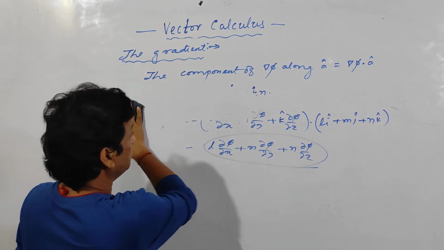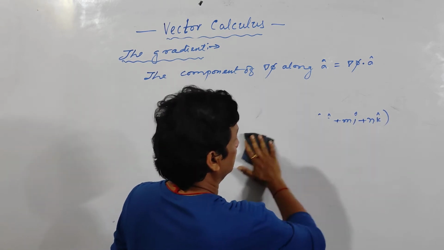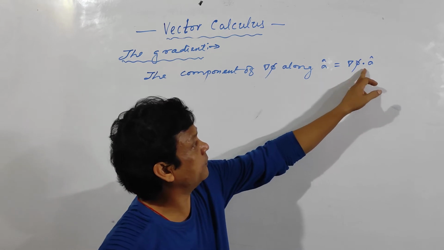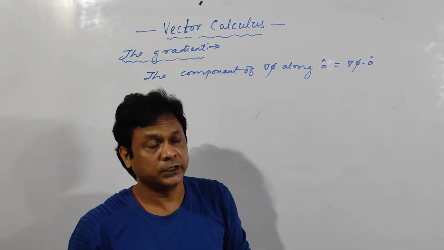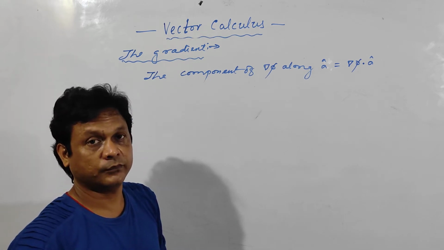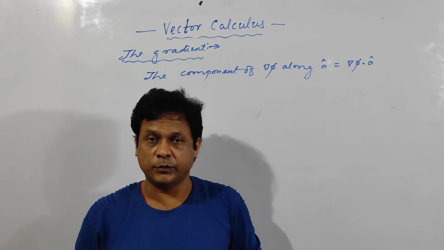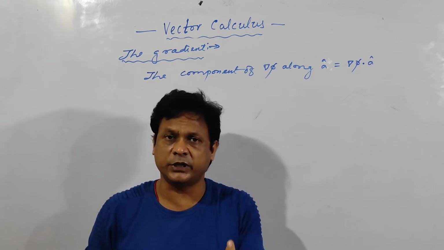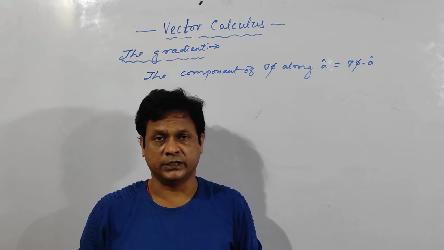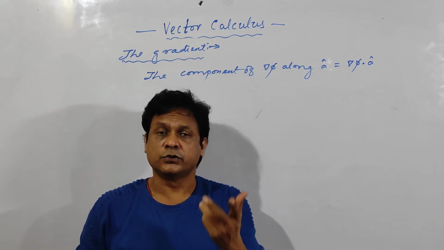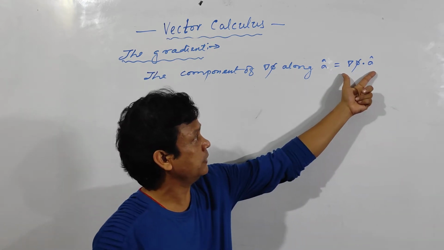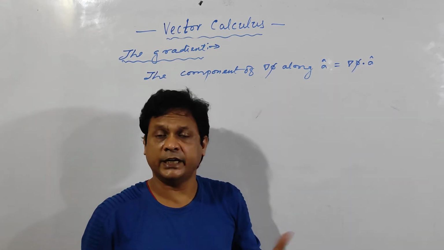Okay, so if you want to find out the directional derivative of a function in a particular direction, you can use the formula del phi dot A cap. Clear? And now what is the maximum value of this one? What is the maximum value of A dot B? A dot B is A mod into B mod into cos theta. And the maximum value of cos theta is 1. So the maximum value of A dot B is A mod into B mod. So what is the maximum value of this one? Grad phi mod into A cap mod. And A cap mod is 1.